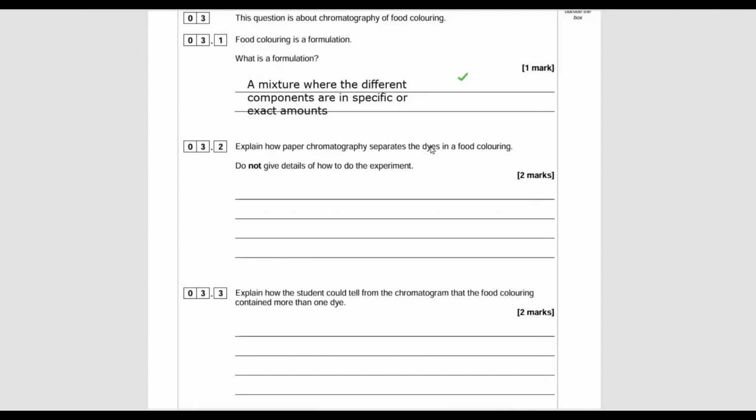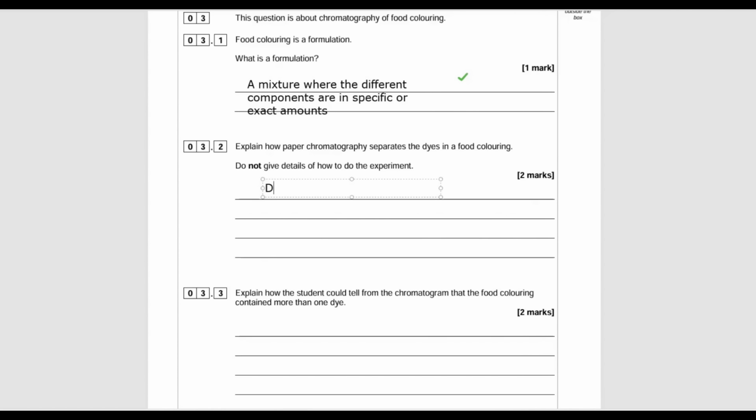3.2, explain how paper chromatography separates dyes in a food coloring. Do not give the details of how to do the experiment. So how does it separate the dyes in a food coloring? Two ways we can answer this. We can answer this with solubility, or we can answer this with talking about the mobile and stationary phase and affinity for the paper. So I'm going to talk about the easy way with the solubility.